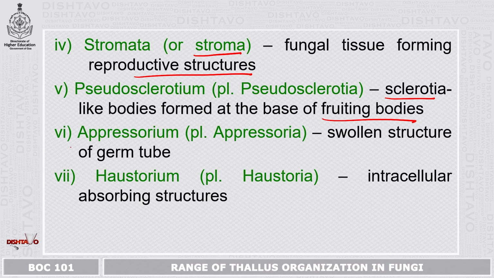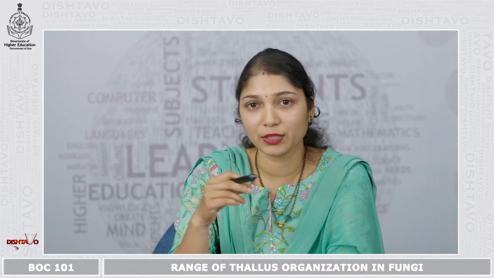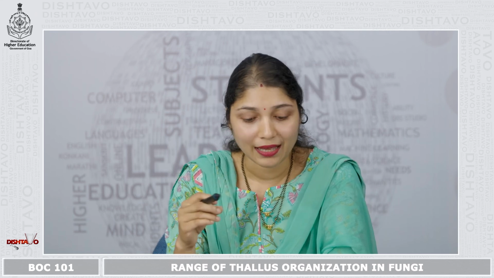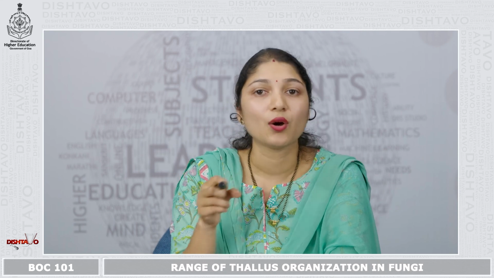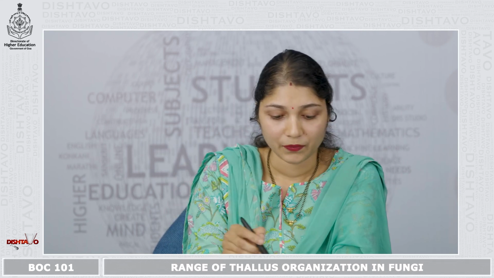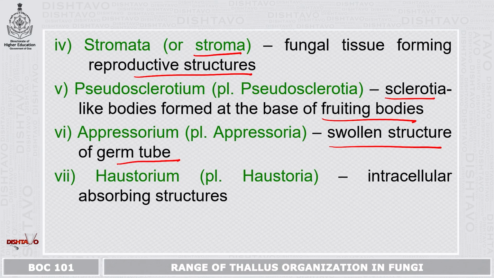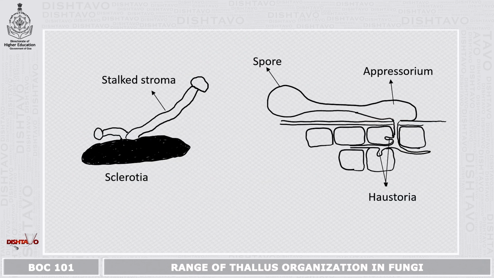Then the sixth modification is appressorium. The plural form of it is appressoria, and these are the swollen structures of the germ tube. The spore, after germination, produces the hypha or the germ tube, and the appressorium helps in attachment to the host. It is the bulbous structure which is formed by the hyphae. Then the last one is the haustorium. These are intracellular absorbing structures which are formed inside the host.